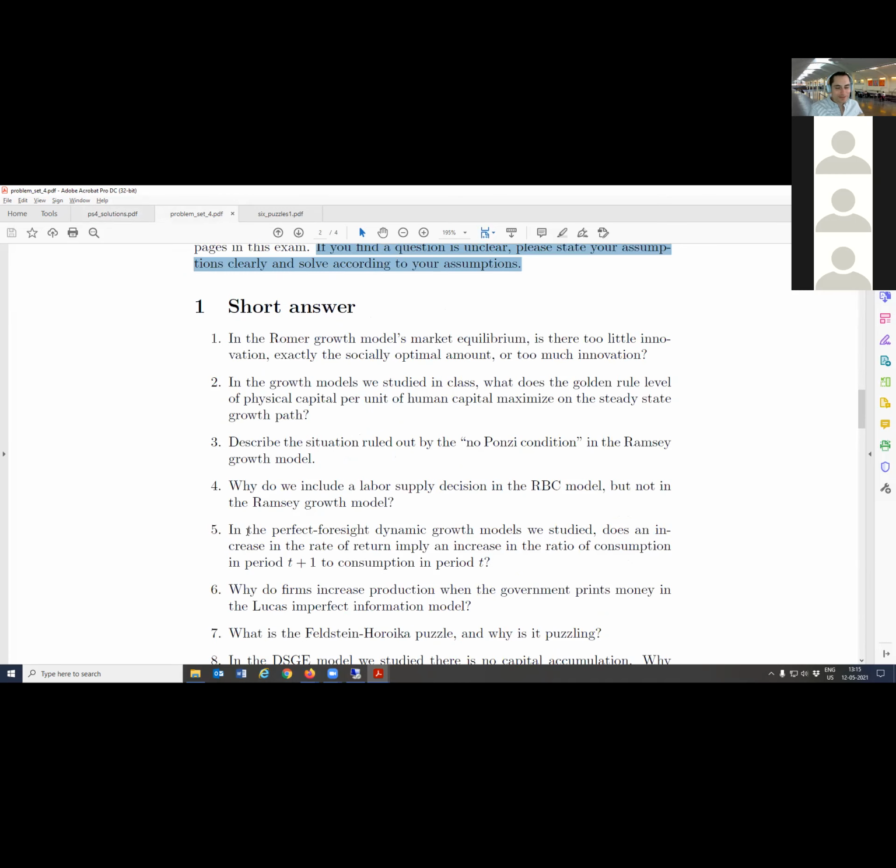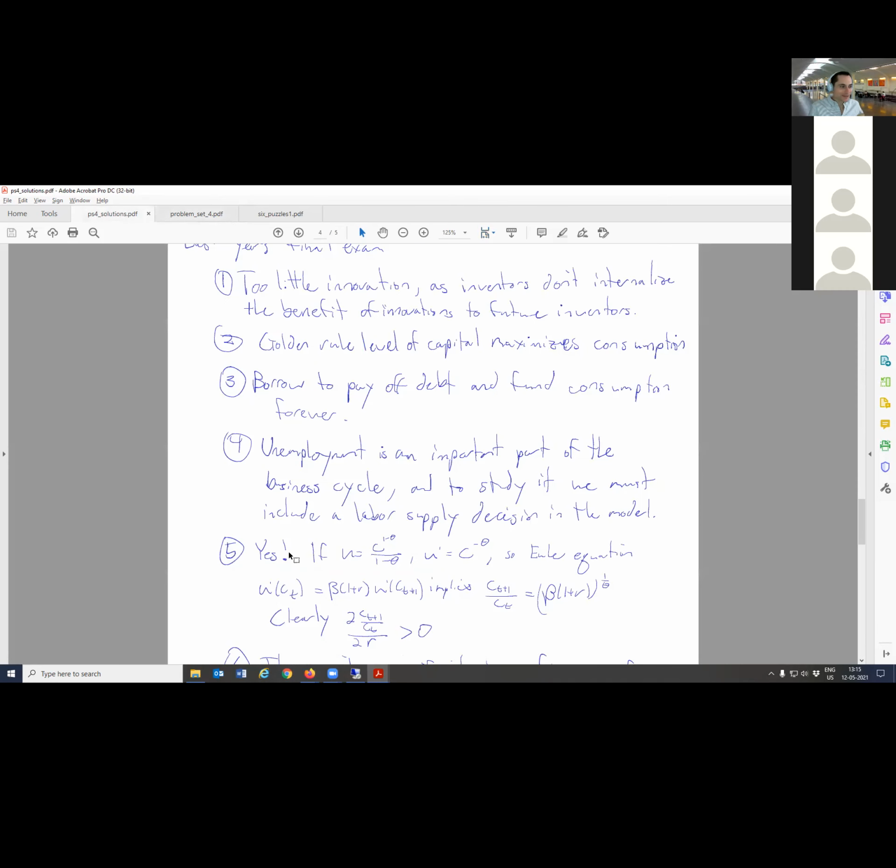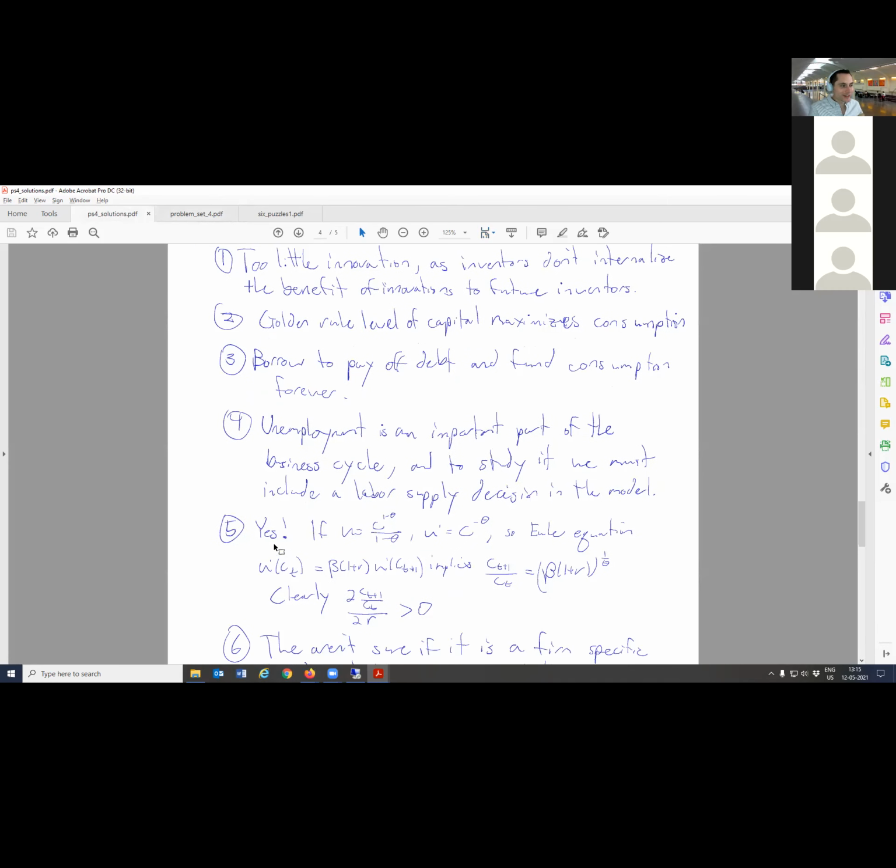All right, you can see already on my answer to the next one. In the perfect foresight dynamic growth models we studied, does an increase in the rate of return imply an increase in the ratio of consumption in period t+1 to consumption in period t? Now, I wrote this with an exclamation mark because this is one that a lot of people got wrong last year on the final. So I think people were thinking about income versus substitution effects.